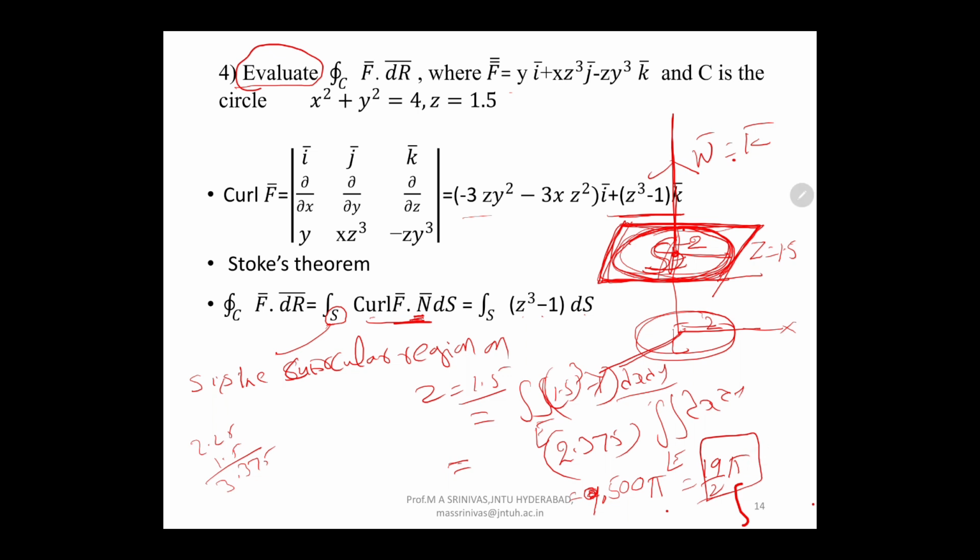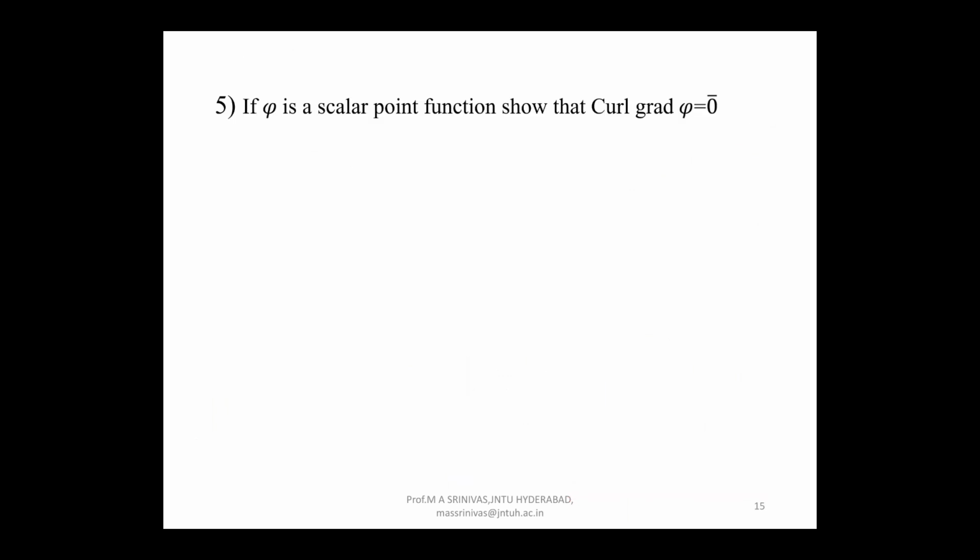So this is the fourth problem. Let us see the fifth one. If phi is a scalar point function, show that curl grad phi is 0 bar. Probably you might have learned in the fourth unit, in vector differentiation, there are certain standard identities of curl, gradient and divergence. This is one standard identity: curl grad phi is always a null vector. That we have to prove using the Stokes theorem.